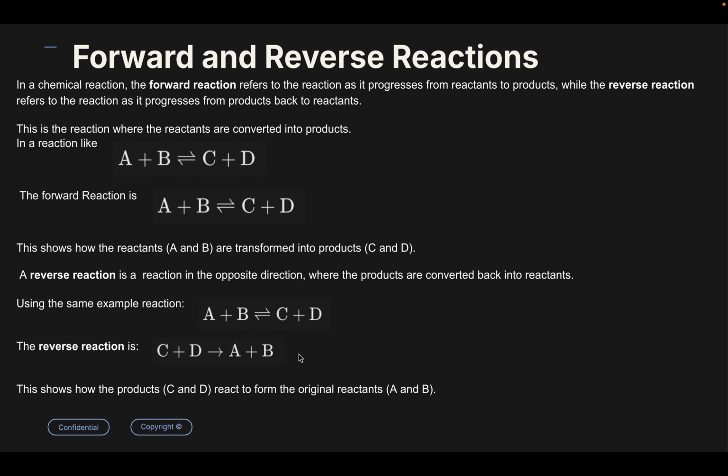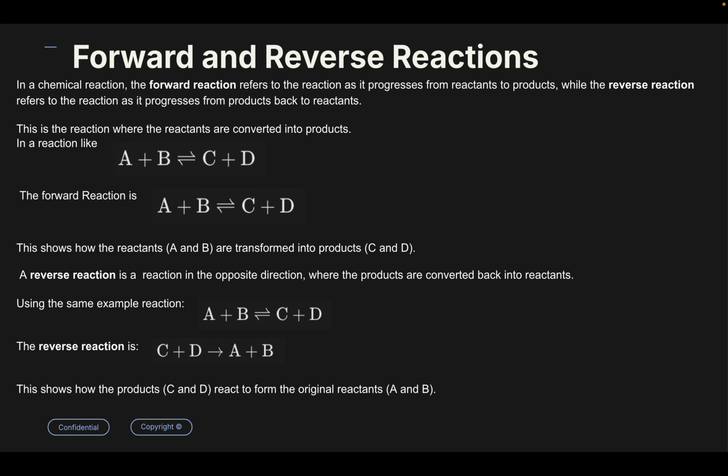Forward and reverse reactions. In a chemical reaction, the forward reaction refers to the reaction as it progresses from reactants to products, while the reverse reaction refers to the reaction as it progresses from products back to reactants. So here we have a reaction, A plus B turns into C plus D, and the forward reaction is the same, A plus B turns into C plus D. This shows how the reactants A and B are transformed into the products C and D.